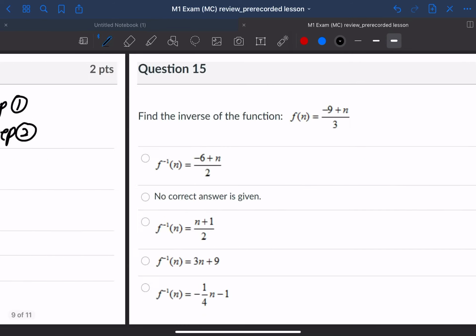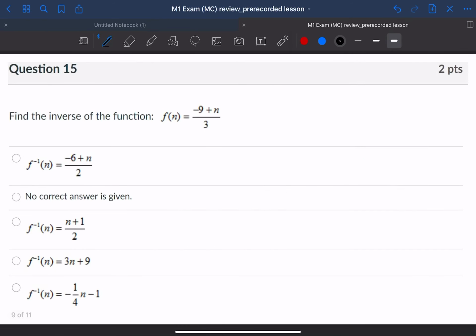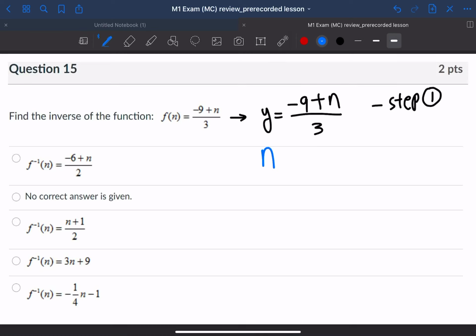Okay. Next one, let's go over one more inverse problem. So again, we are going to rewrite f of n as y. And then copy everything down. That's step 1. Step 2, we are switching y and x, right? But we don't have x in this case. We have n. That's totally fine. So y becomes n. And you copy everything down. And n becomes y all over 3. This is step 2.